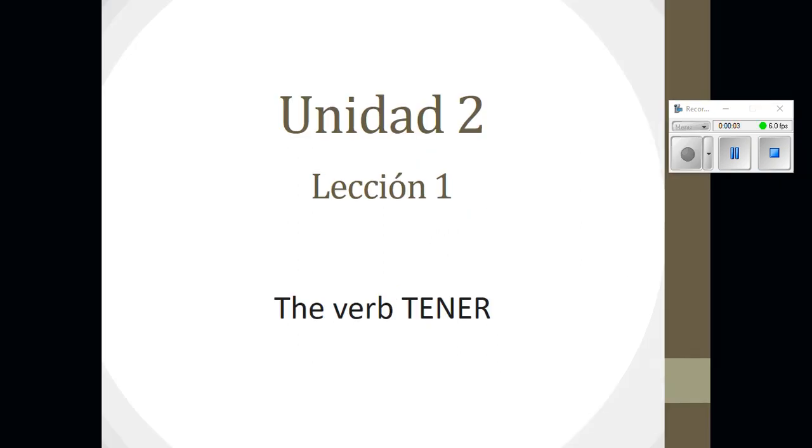Hola clase. Today we're going to talk about the verb tener. So make sure that you have your tener note guide and that you're filling it out and going through it as we talk about the PowerPoint.